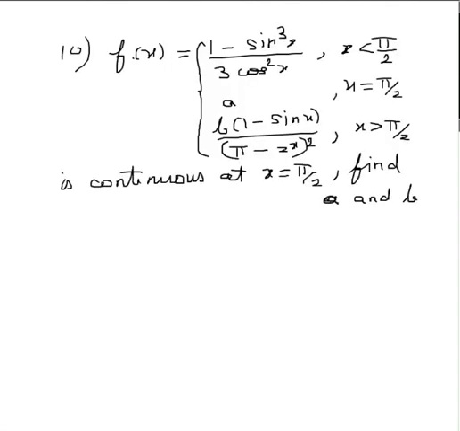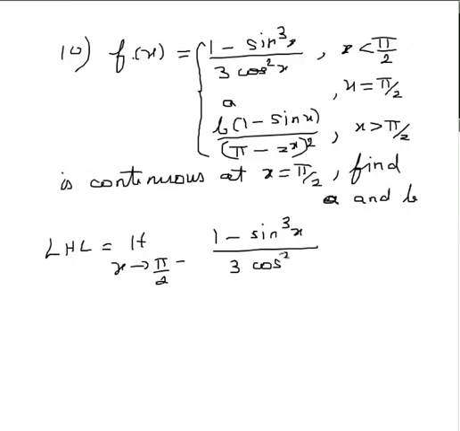Next question. F of x is defined. The function is given, is continuous at x is equal to pi by 2. Find a and b. Since the definition is for less than pi by 2, greater than pi by 2, we have to do LHL and RHL. Limit extending to pi by 2 minus. Let us use less than pi by 2 definition, which is 1 minus sine cube x divided by 3 cos square x.